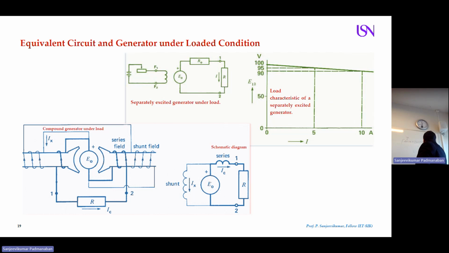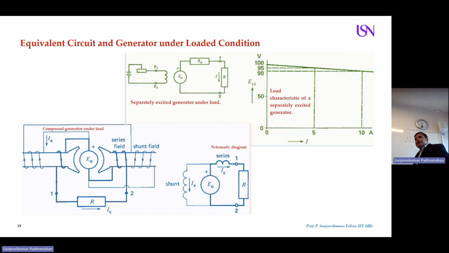This generated voltage is, for example, 100 volt when you are not having any load. R is 0. When you keep on increasing R, what happened? The drop also increases because V is directly proportional to R. When the drop increases, you will not get 100 volt. You will get 95 volt.